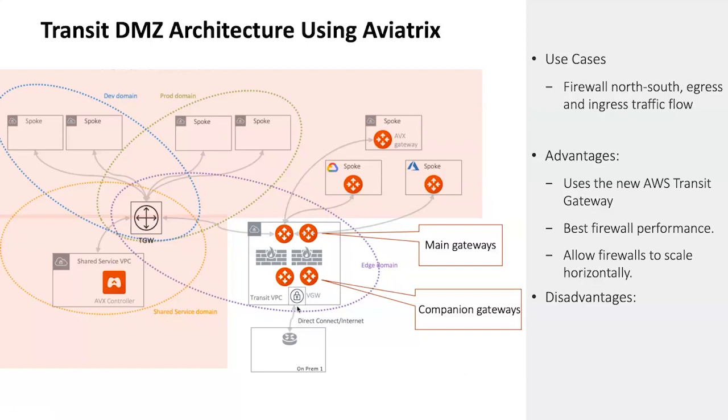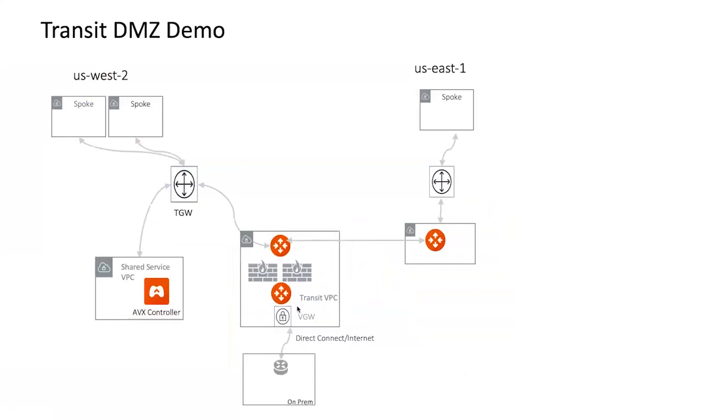So that's the presentation. We talked about all of the use cases. Now we are going to go into a demo where we're going to show you your Amazon VPCs using TGW with a firewall. We have Palo Alto Networks as the firewall in this example. And we are going to show you how, using the Aviatrix transit design or transit DMZ architecture, you will be able to achieve all of it.